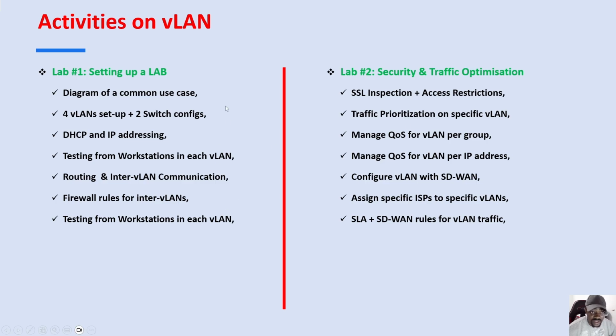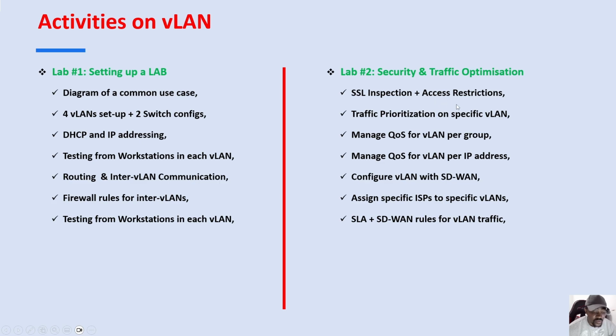The idea is that when you set up the lab, you also need to make sure that you enable and configure security and traffic optimization in the best way, so that the traffic for those subnets or VLANs will work fine and you will not have issues on your network. I've worked with some clients who had issues after creating VLANs because they did not perform the security and traffic optimization. So in this lab 2, we are going to talk about security, mostly related to SSL inspection and access restriction on each VLAN.